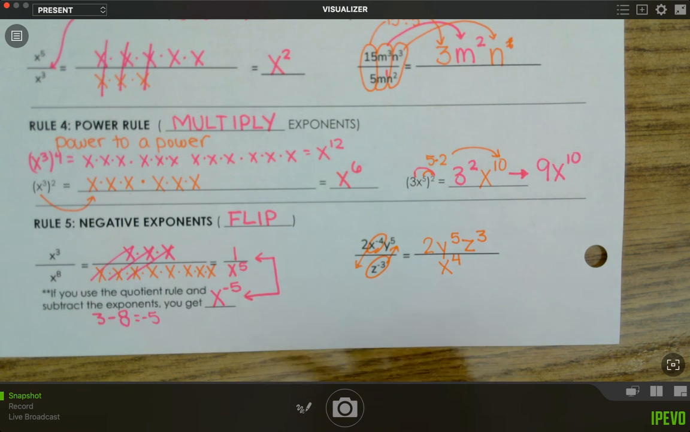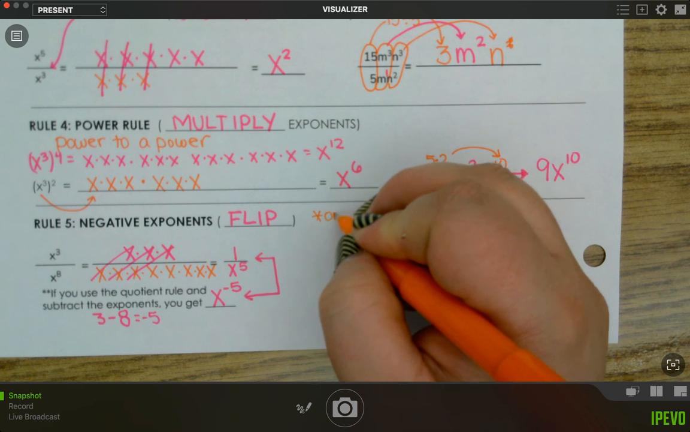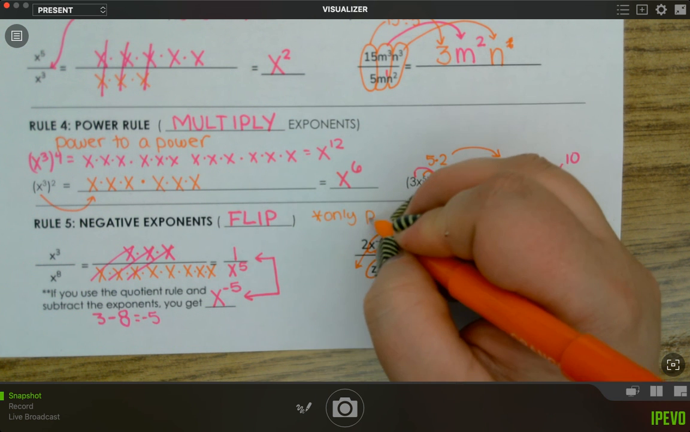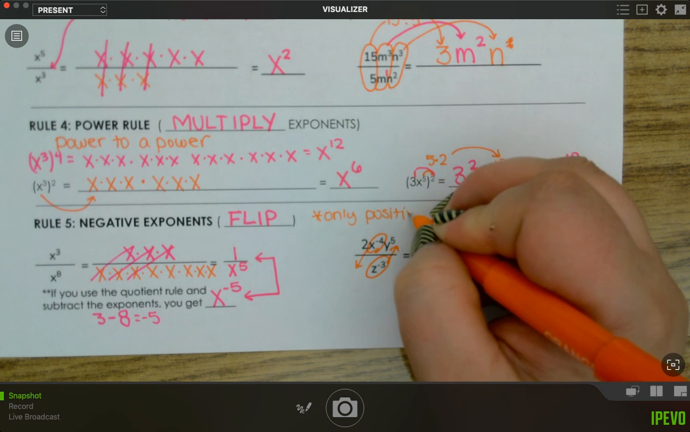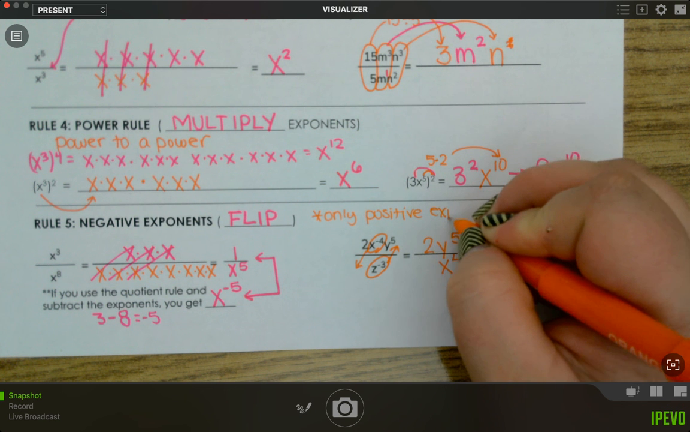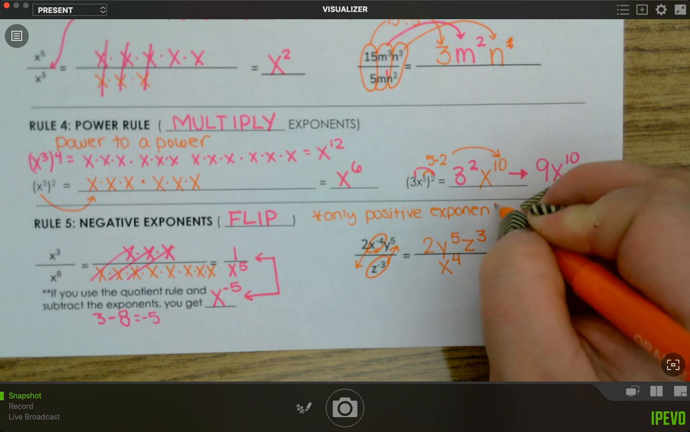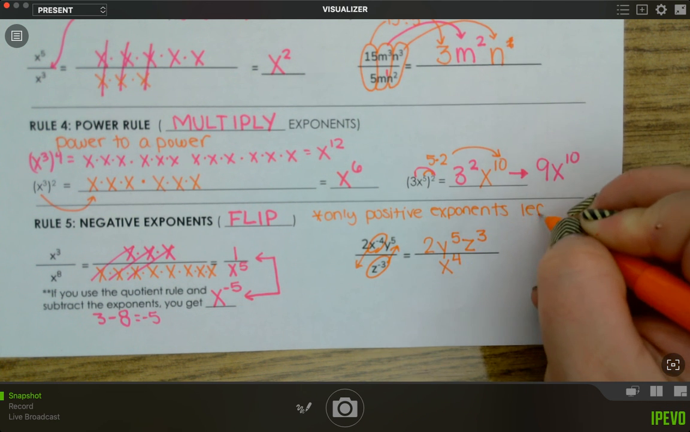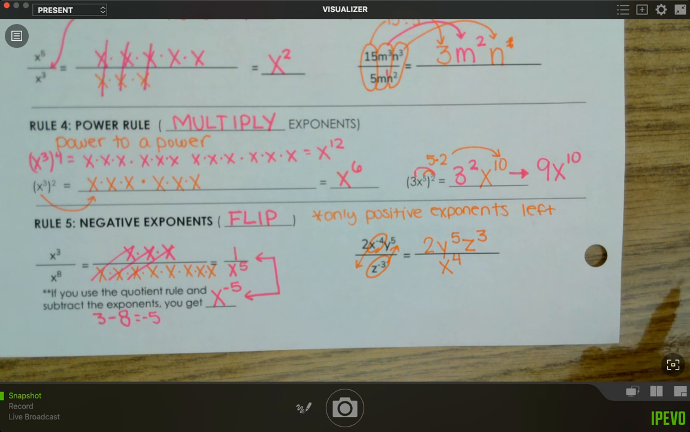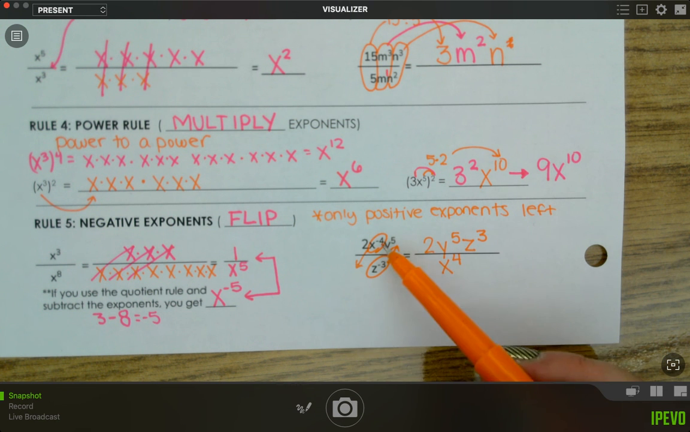And the directions will say that you only want to have positive exponents in your answer. So you only want to have positive exponents left. If you have a negative exponent, it just has to move. You don't have to add, subtract, or multiply, you just move it. So it's actually a pretty easy one to do, but it's kind of weird.